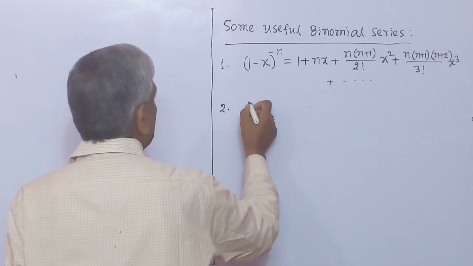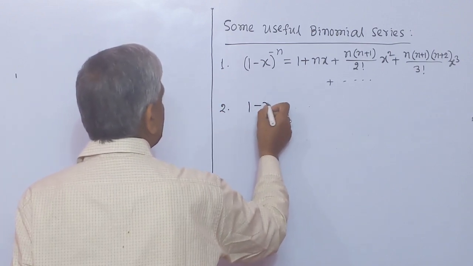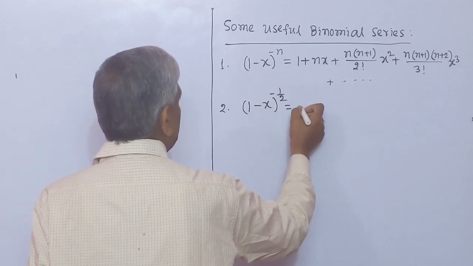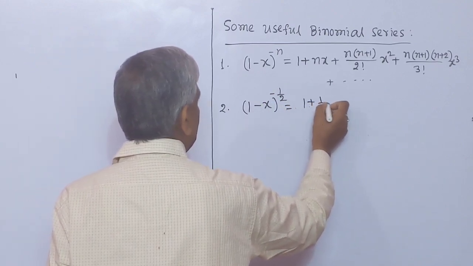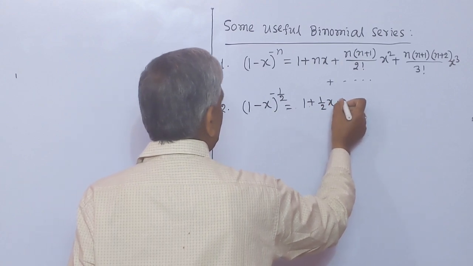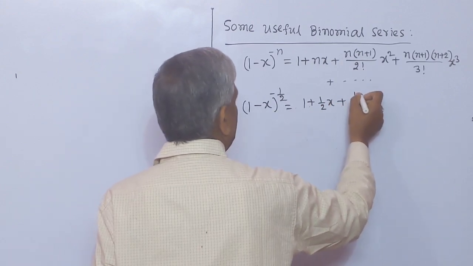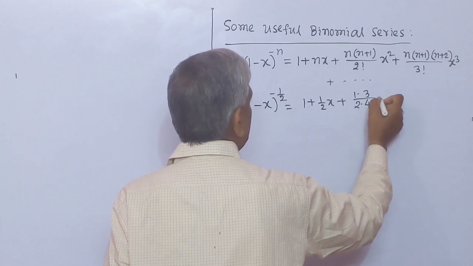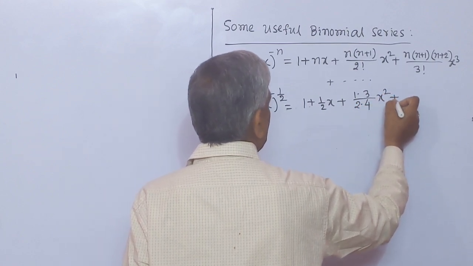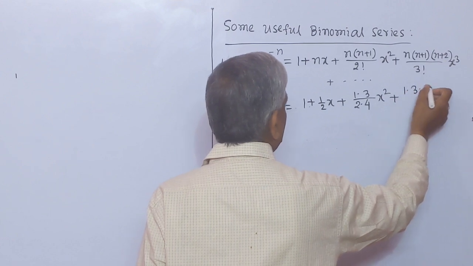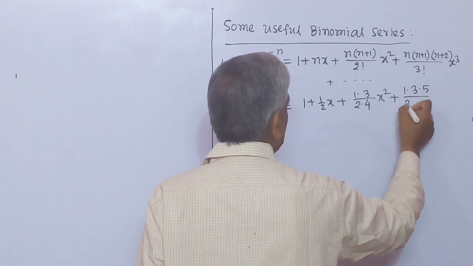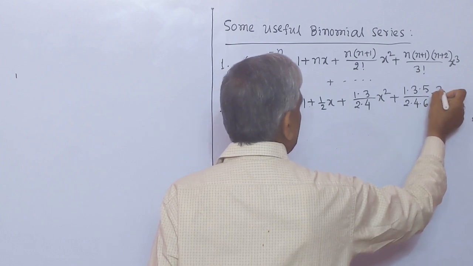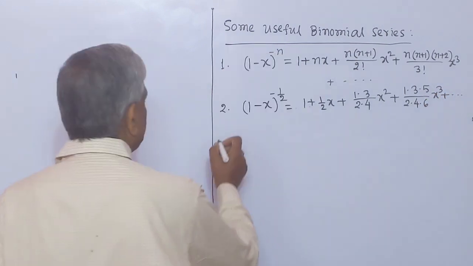Number 2: (1 minus x) to the power minus half equal to 1 plus half x plus (1·3)/(2·4) x square plus (1·3·5)/(2·4·6) x cube plus dot dot dot.